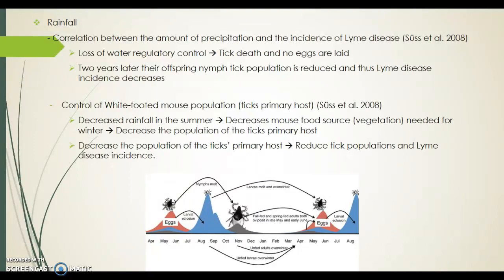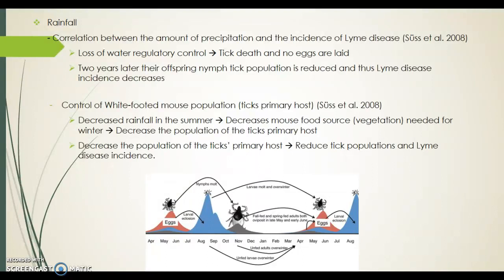So usually it has to do with the loss of water regulatory controls of the tick. What happens is that after the nymph tick feeds on and infects their host with Lyme disease, they lose their ability to effectively control their water content. So if there is little rainfall, then many ticks may die following feeding because of this loss of water regulatory control. If they die, well, they don't reach adulthood and they don't lay eggs. 2 years later, the offspring population is reduced and thus Lyme disease incidence decreases as well.